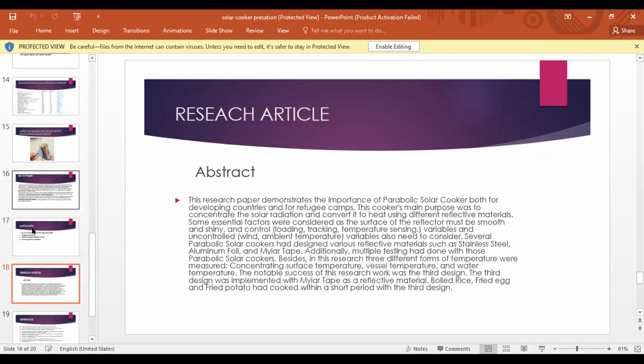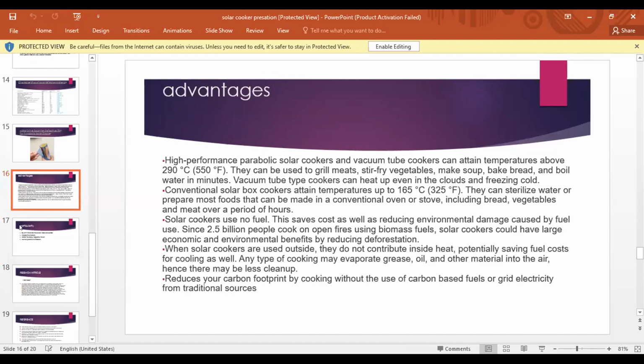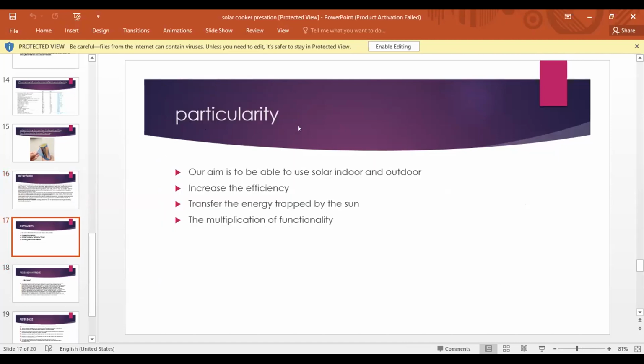I think we can proceed. The difference between our project and all others which have been made is that most developed solar cookers need to stand outside where the solar cooker is placed, and you have to sit there while cooking. But we want to transfer energy from the area where the solar cooker is placed to another place. For example, you can place the solar cooker outside and cook inside the house.